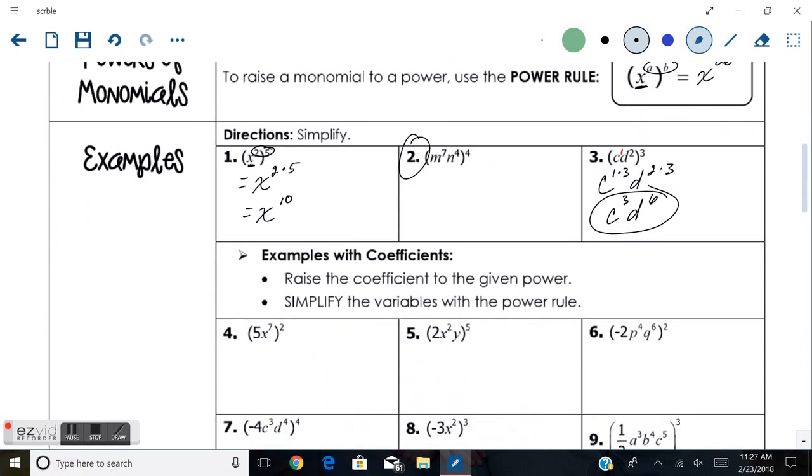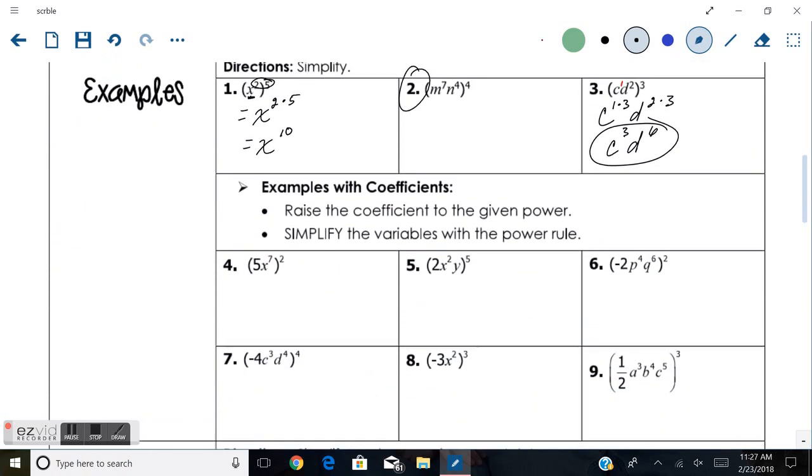All right, what happens if you have coefficients? All you're going to do is raise the coefficient to the given power and then use the power rule to simplify the variables. So number 4, you have 5x to the 7th, squared. That's going to be the same as 5 squared, and then x to the 7 times 2 power. So you get 25x to the 14th. 5 squared, remember, is 5 times 5. I'm using 5 two times.